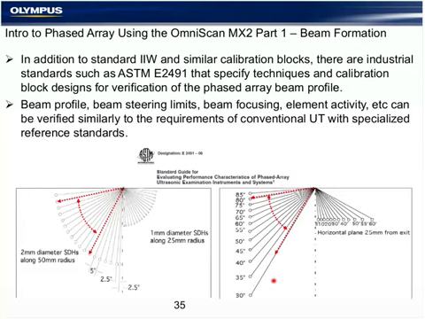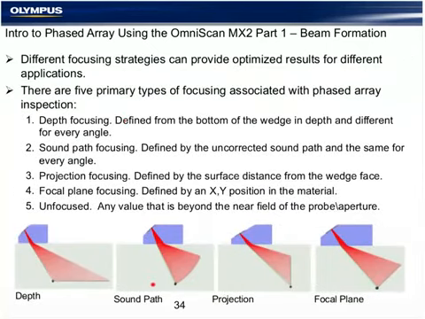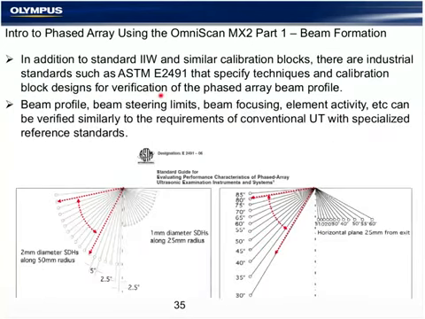And of the three focus strategies that you see here for depth, sound, and projection, looking at a cal block like this for half path, projection, or depth shows you the advantage to focusing, where all of these would be very clear under the focus strategy it's designed for. They would be very unclear otherwise.